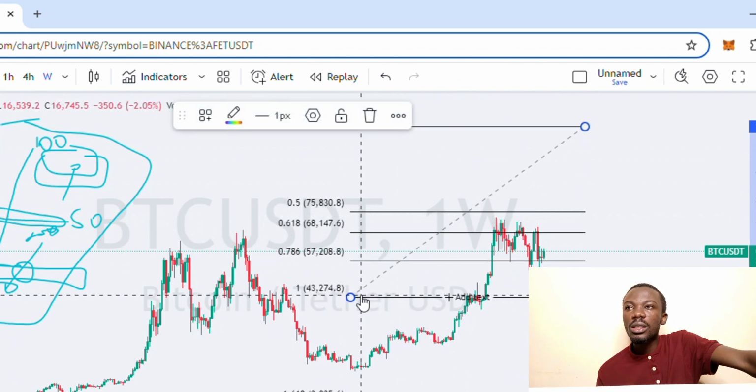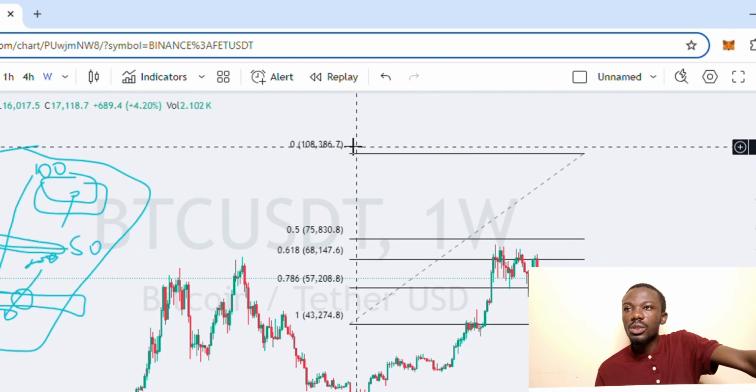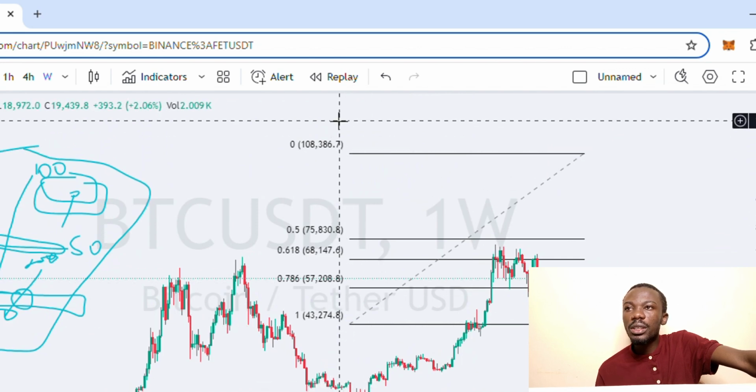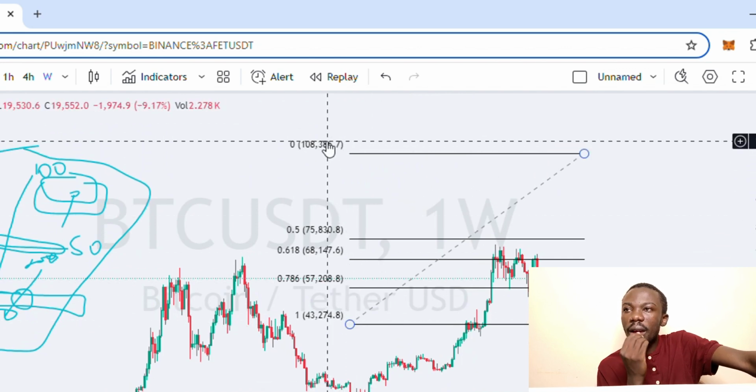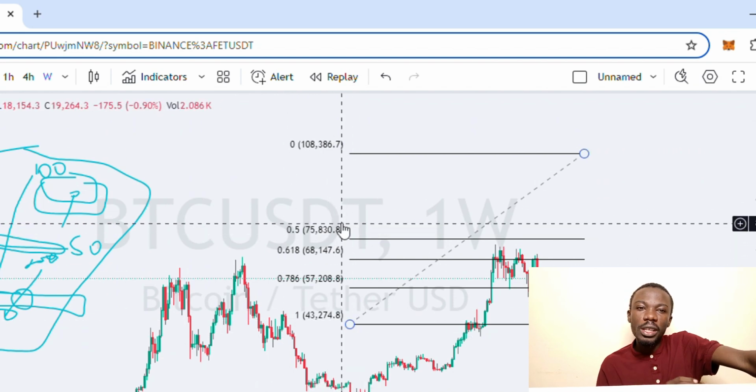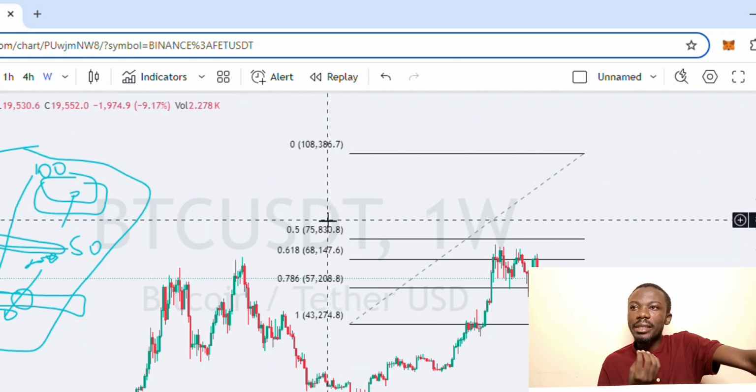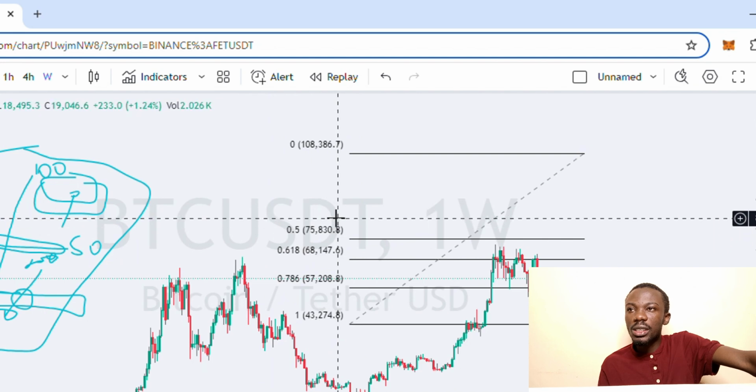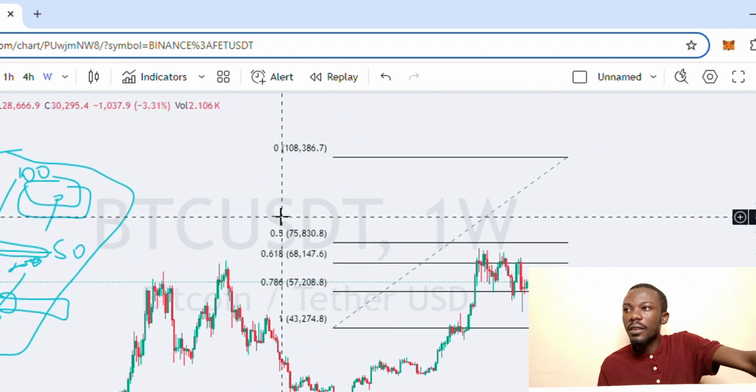You have 1, then you have 0 up there. So you have 1 up to 0. This is the whole range of the Fibonacci tool. Now on my Fibonacci tool, and also your Fibonacci tool, you might have different levels, but this is the most important level that I want you to really take care of. This is the level that I've already explained.